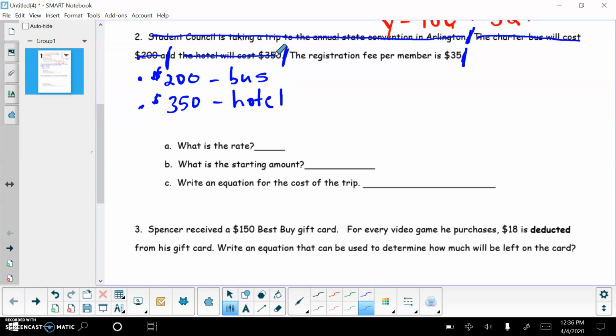And the last one says the registration fee per member is $35. Now I see that per, each, every word. That means that $35 is the rate.